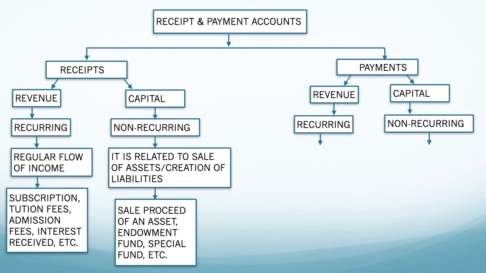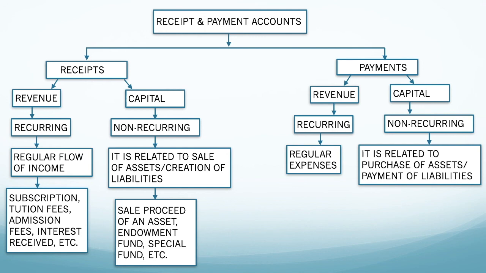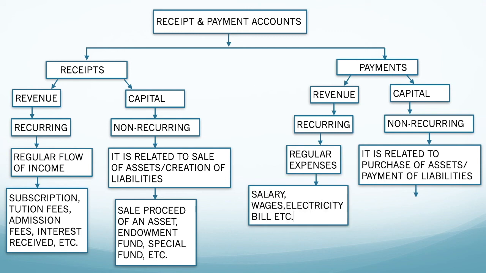Here we have to understand the meaning of the same. Here it is a regular expense. Revenue receipts is a regular flow of income, whereas revenue payments or revenue expenditure is a regular expense of an organization. Capital payments or capital expenditure is related to purchase of an asset and payment of liabilities. It is exactly opposite of capital receipts. यहाँ पे क्या होता था, सेल ऑफ एसेट और क्रिएशन ऑफ लायबिलिटीज है, तो यहाँ पे परचेज ऑफ एसेट और पेमेंट ऑफ लायबिलिटीज है.